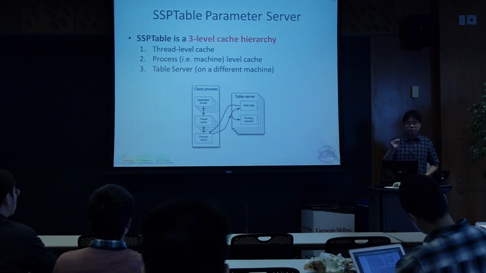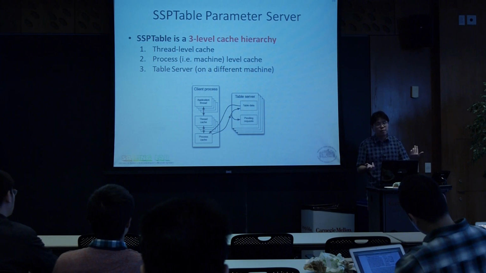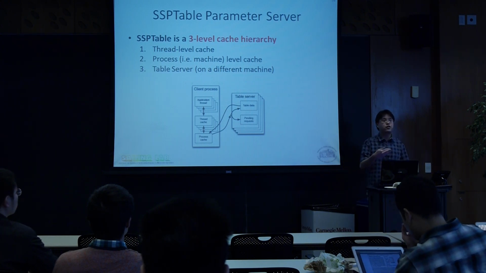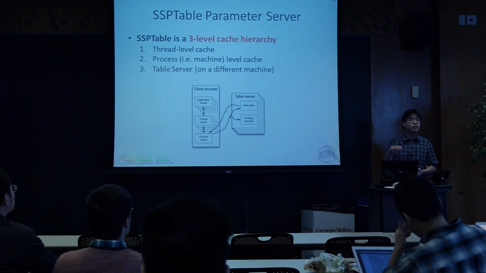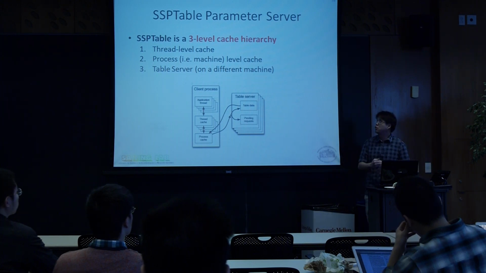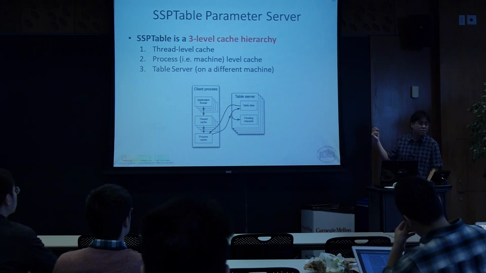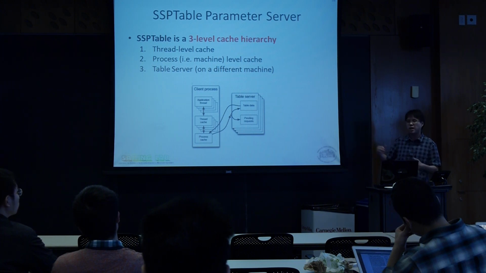Say you have two threads on the same machine, and they both need to access variable xi. Rather than putting xi into two caches, one for each thread, why not put it at a higher level cache? That's a more efficient use of memory. Because it's all on the same machine, it does not incur network access. So that's the point of having a two-tiered design on the machine level. The third tier of the cache hierarchy is none other than the table server, the parameter server itself, that stores the true, most up-to-date value of the parameter.